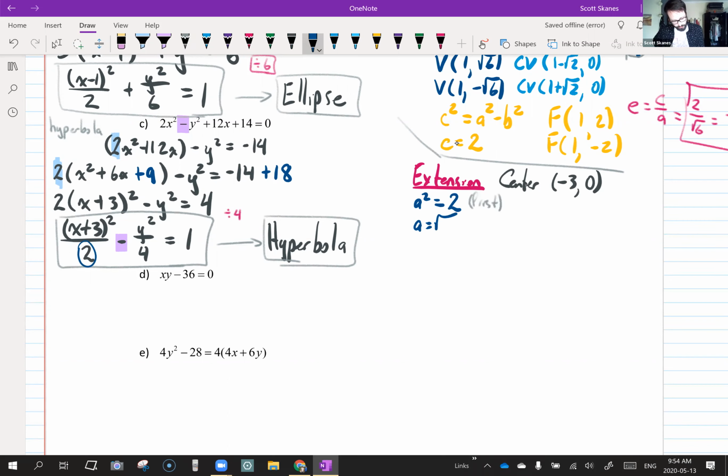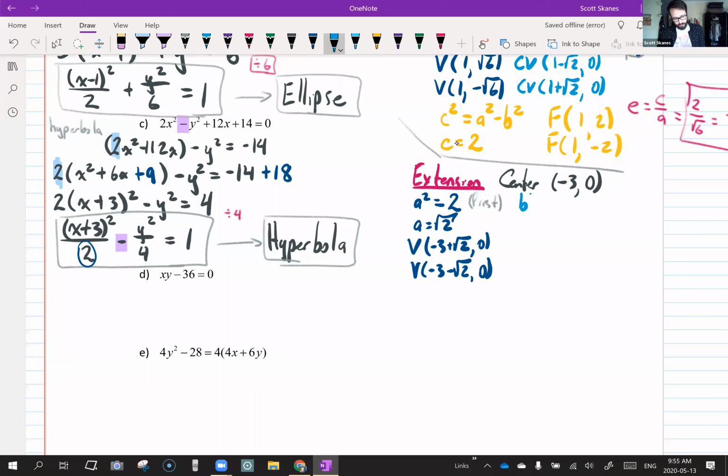That means a is √2. That means my vertices, I can get right away. My transverse, my main axis is in the x direction. So I'll go left of the center by √2 and right of the center by √2. It's just -3 plus √2 and 0. You can say -3 minus √2 and 0. And you'd be done. You don't need a sketch if you don't want to.